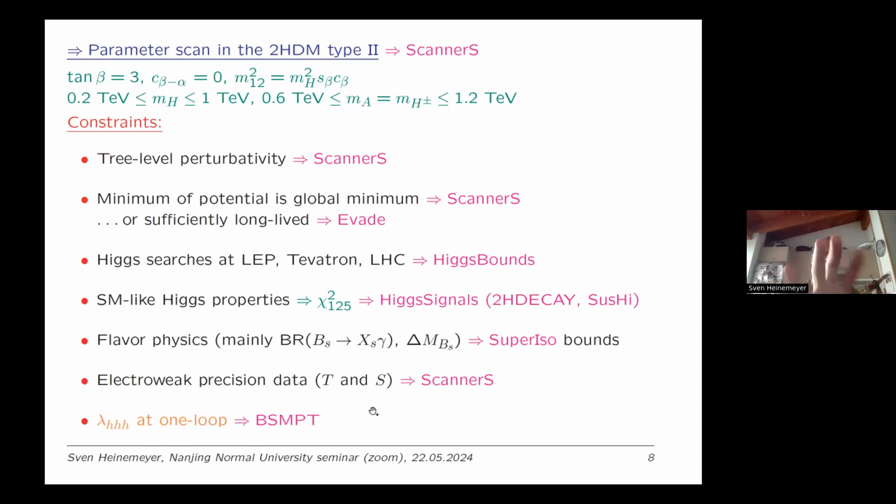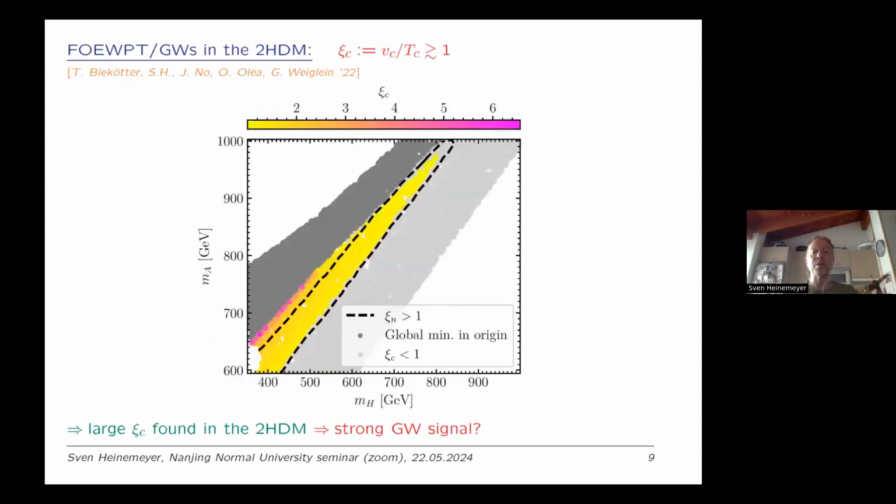Good, so this is our setup, and now we look at the results of this parameter scan, which is shown here. As I said, we have two free parameters, MH and MA, and then we get all these points. These points up here and up here are disallowed by some of the constraints. But we have even more restrictions here. The dark gray is where the global minimum of the potential is still in the origin. So this is not viable for us.